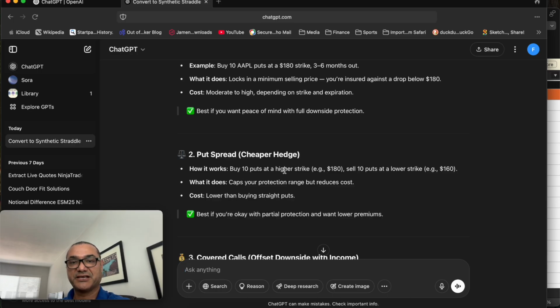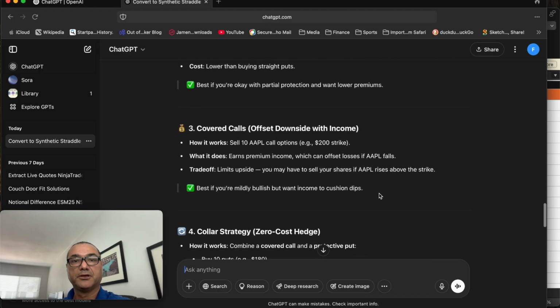Let's see, buy 10 puts at a higher strike. Example 180, sell 10 puts at a lower strike. That's good. What it does, caps your protection range but reduces your cost lower than buying straight puts. That's 100% correct. That's pretty good.